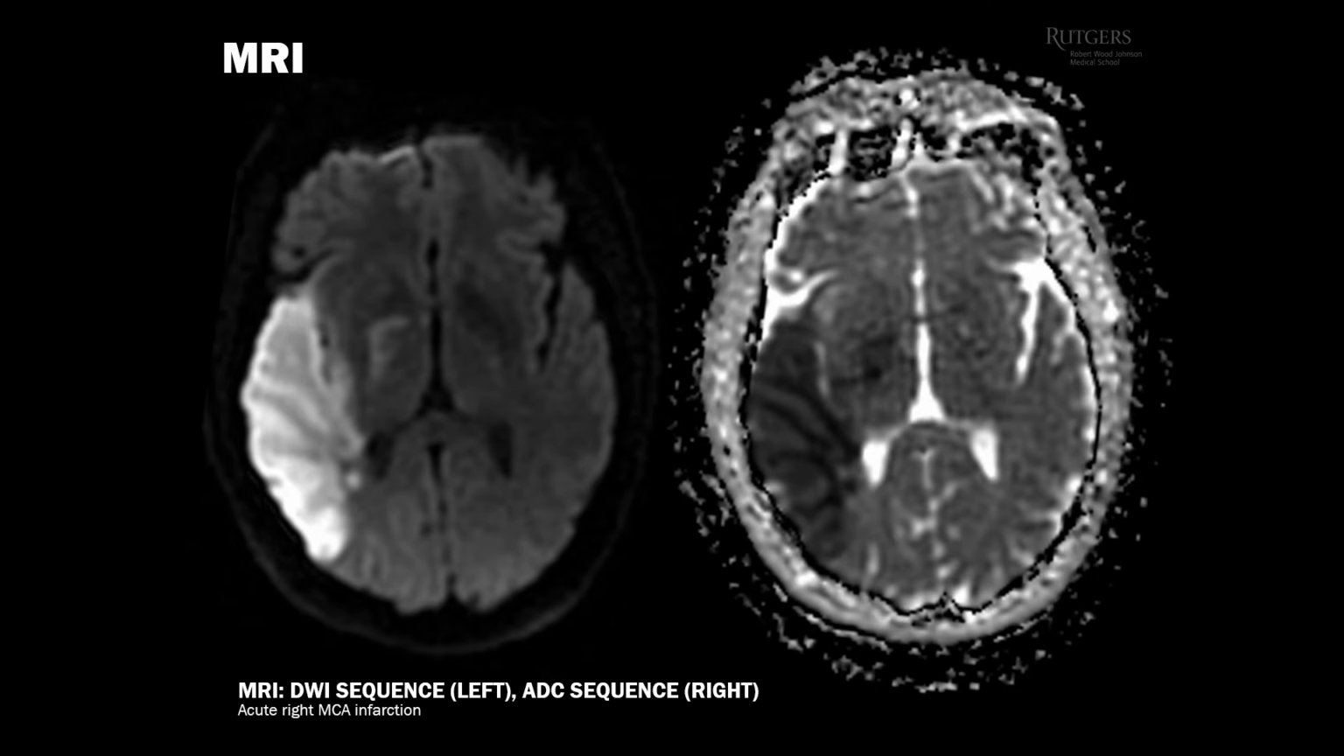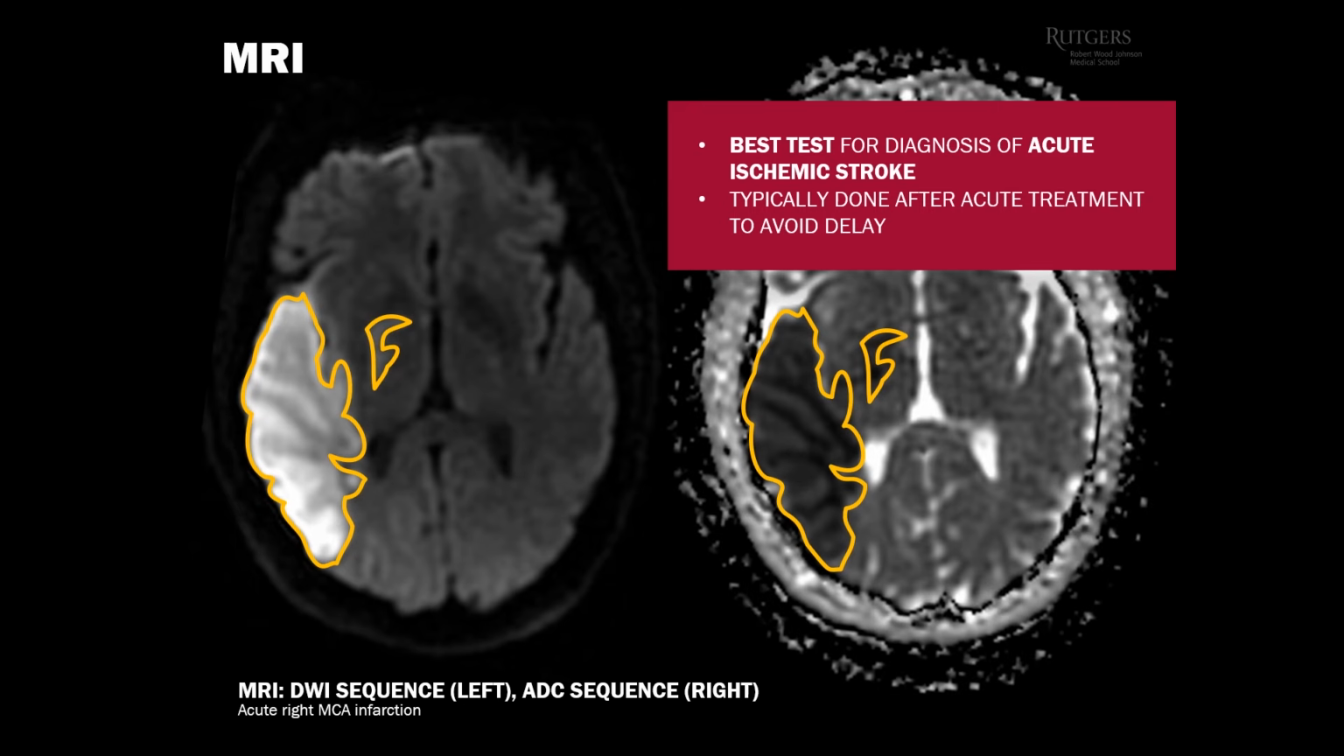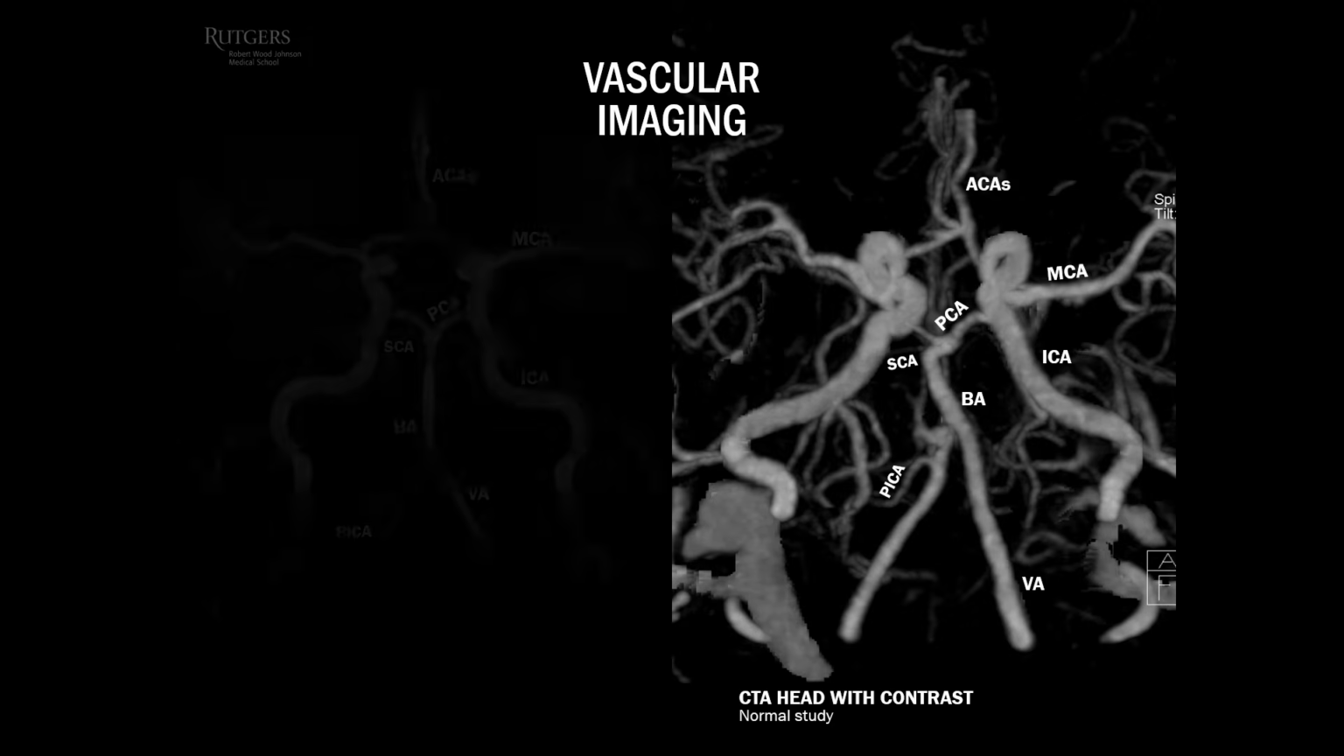DWI becomes positive within the first 30 minutes and stays positive for approximately a month after the stroke onset. And in order to confirm true restriction of diffusion, DWI is checked against its evil twin, apparent diffusion coefficient, or ADC, pictured here on the right. True stroke is bright on DWI and dark on ADC. By the way, since MRI is quite a bit slower to acquire than CT, it's typically done after acute treatment to avoid delays. Our options for non-invasive vascular imaging are essentially CT angiogram and MR angiogram.